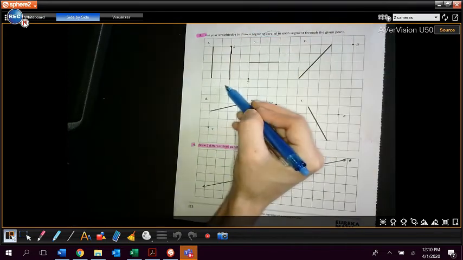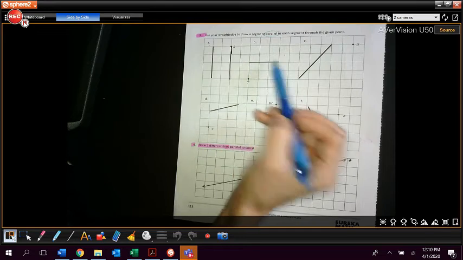Now we're going to go to problem number 3. So in problem 3, it is the same thing. It's asking you to use a straight edge to draw a segment parallel to each segment. So we pretty much already have a segment here, and we have to draw another segment, but it needs to be parallel. I had already done A with you, so I'm just going to continue with B.